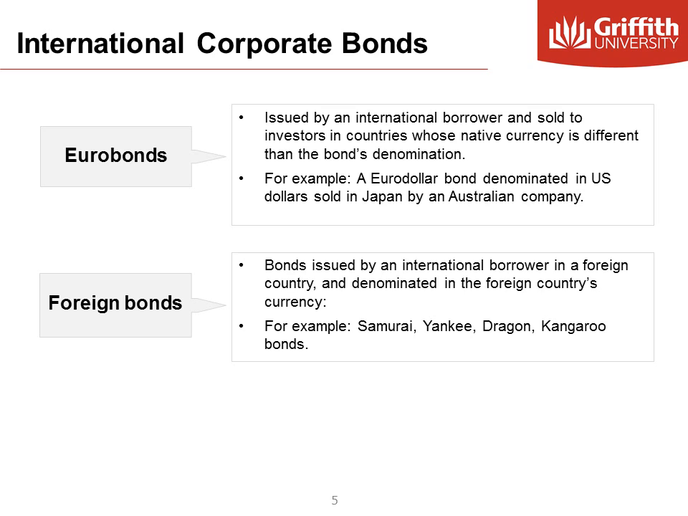The Australian company in this example could issue the Eurodollar bond in any other country other than US. Or, another example, a Russian bank issuing Australian dollar denominated Eurobond to be sold in the US.